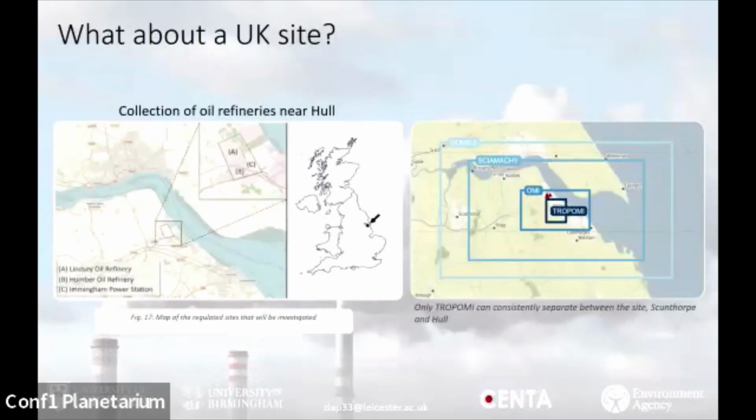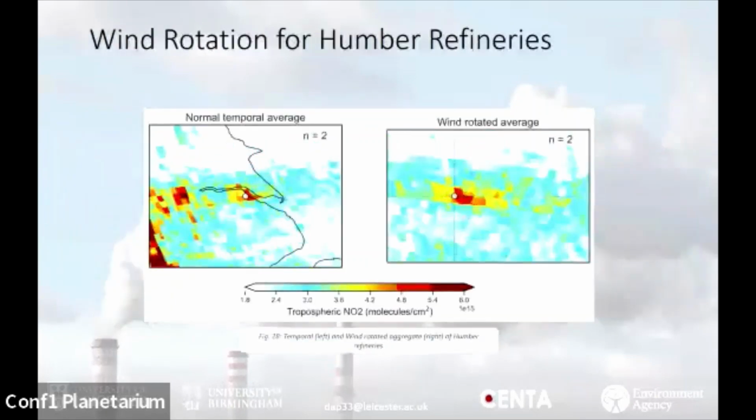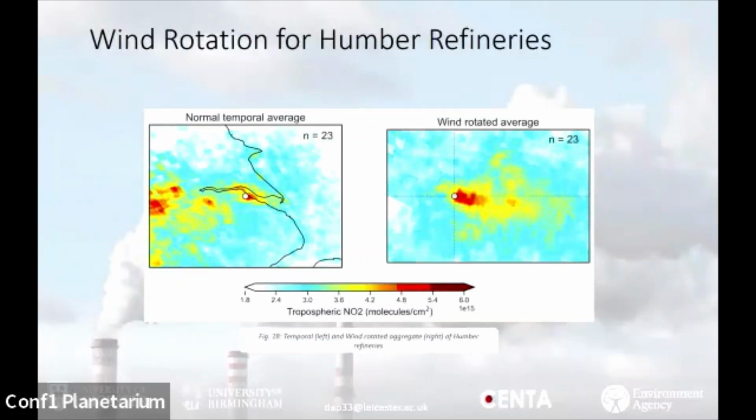So the example we're giving today is for a cluster of two oil refineries and a power station that provides power to the refineries, on the south bank of the Humber. So we've got Hull to the north and the Scunthorpe Steelworks to the west. And this is that same animation, but for this Humber site.